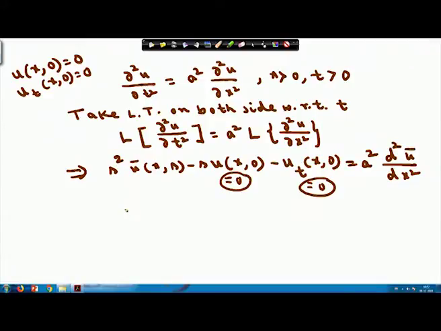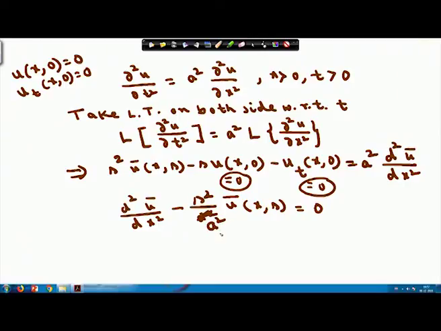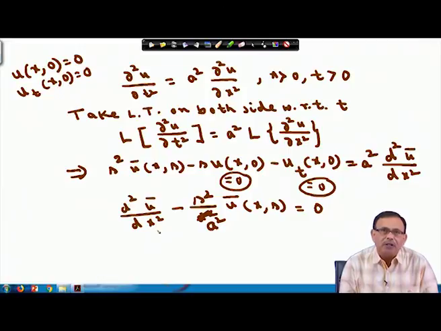So, that directly you can write down d square u bar by dx square minus s square by a square into u bar x s equals 0. So, this is again, effectively what is happening here, I am repeating this case, that you have the second order PDE over here, whose solution you want to find out using Laplace transform.